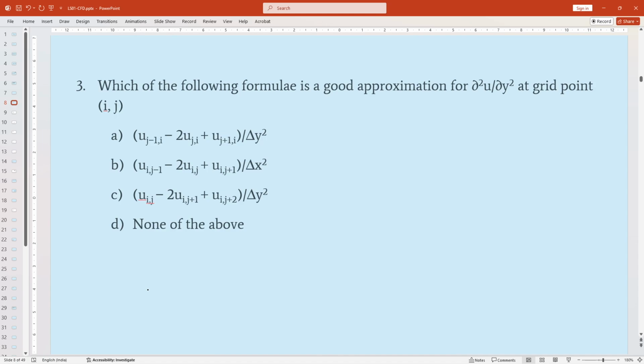Moving on to the next question. Which of the following formulae is a good approximation for the term dou square u by dou y square at grid point i, j? Option A is u of j minus 1, i minus 2 times u of j, i plus u of j plus 1, i, the whole divided by delta y square.